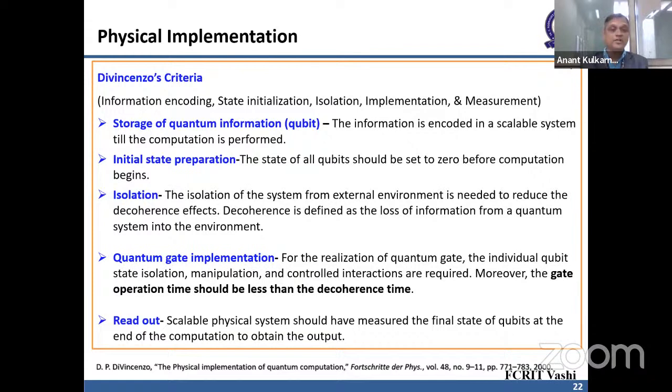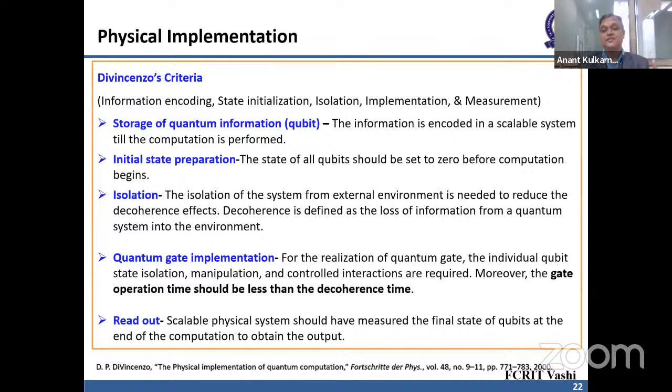And last but not the least, I must say it is the most important criteria, that is readout. What is this readout? The scalable physical system or hardware should measure the final state of qubits at the end of the computation, not in between computations.